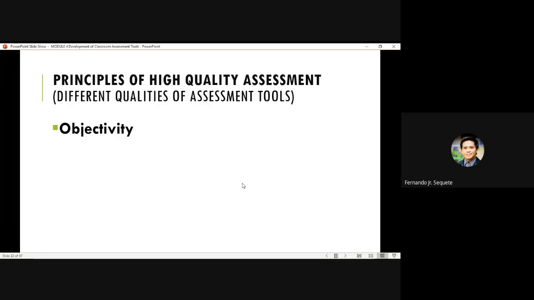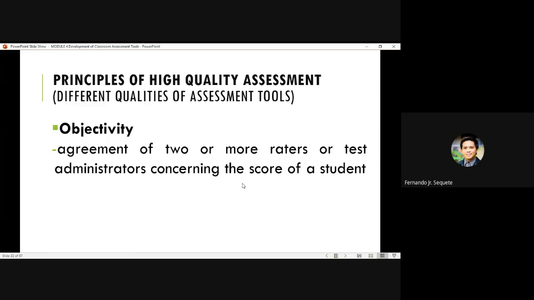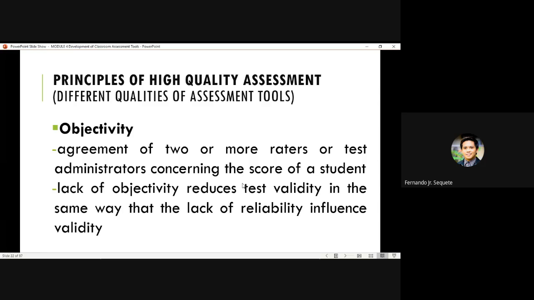Next is objectivity. Agreement of two or more raters or test administrators concerning the score of a student. When we say objectivity, meron siyang particular answer, diba? I told you that perhaps I don't tell you that an objective test is better compared to a subjective test. It's just that when it comes to an objective test, kasi, regardless of the scorers or the raters, isa lang yung score ng estudyante. Meaning to say, the opinions of the scorers will not affect the scores of the students. That is what we mean by objectivity.